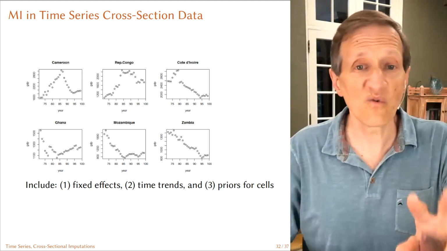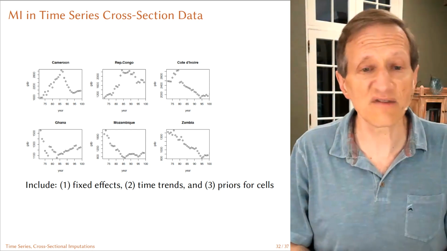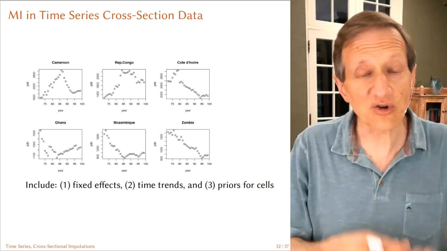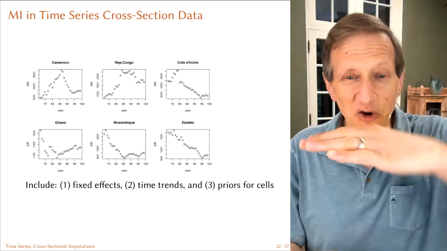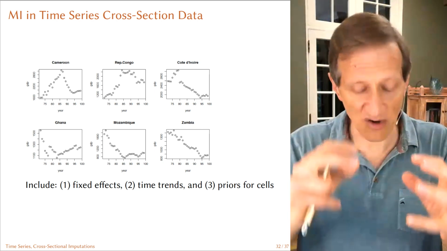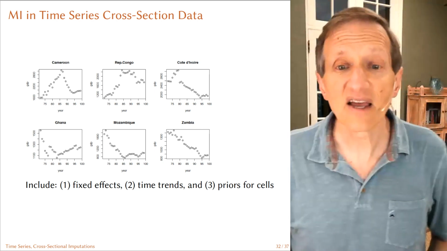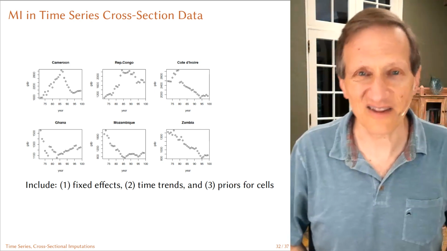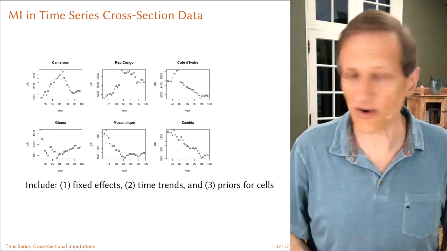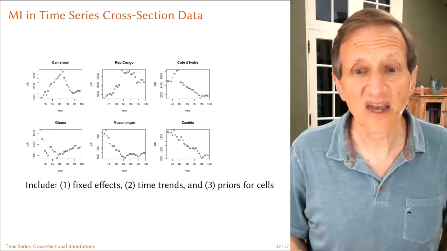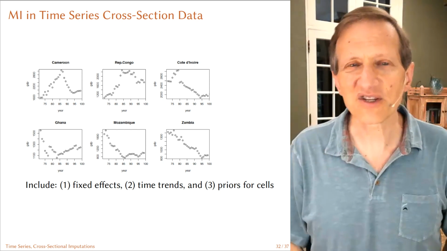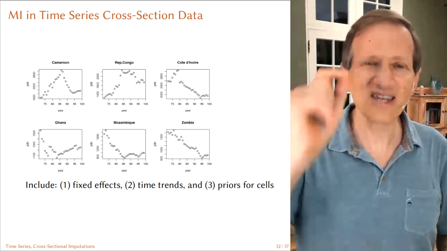Well, we can do that in relatively easy fashion. Fixed effects, you put in dummy variables for the countries. Time trends, you could put in a linear time trend, a quadratic time trend. You can put in a spline, which is a smooth fit to the data, and the latter is probably better. But all of them are much better than assuming all your data are exchangeable and there's no structure in the data. And then third, there's one more idea here, which is you can put priors on individual data points.